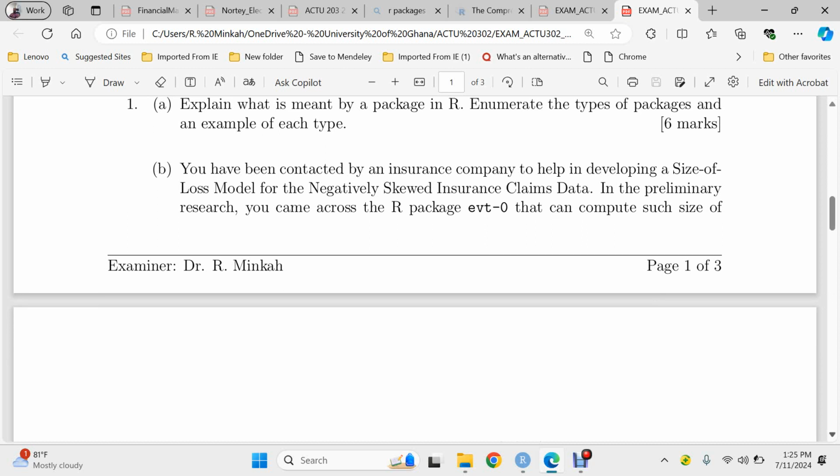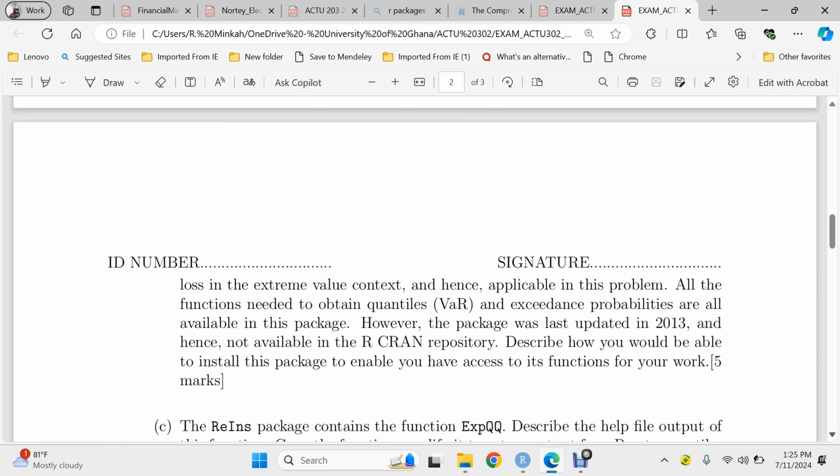So this is something we've done in class. I just asked you, there's a package for so and so. In the preliminary search, you came across so and so that can compute the sizes and so forth.